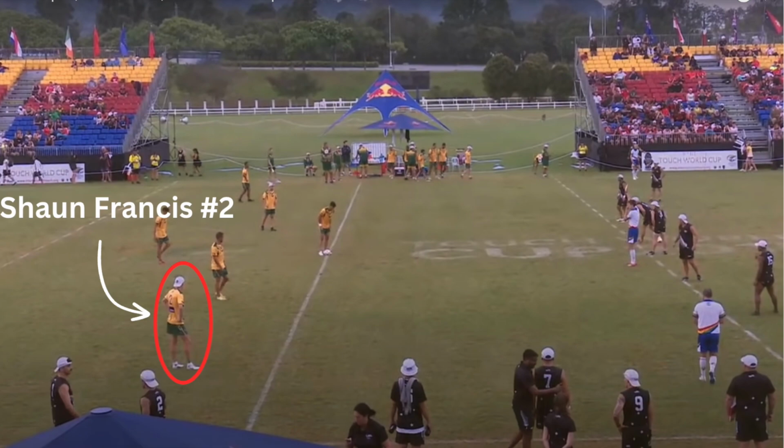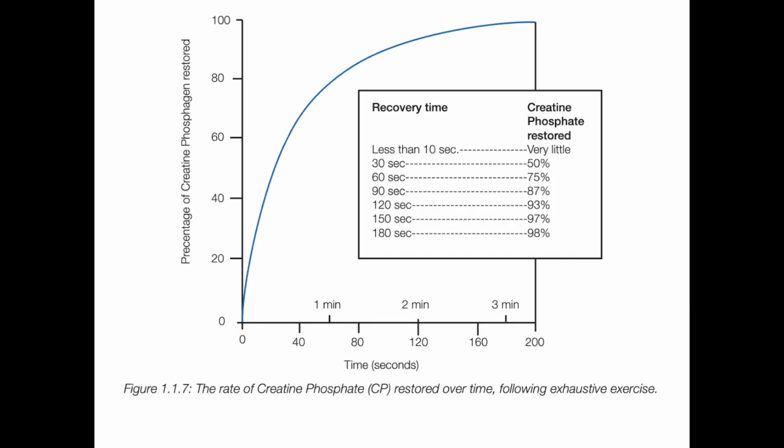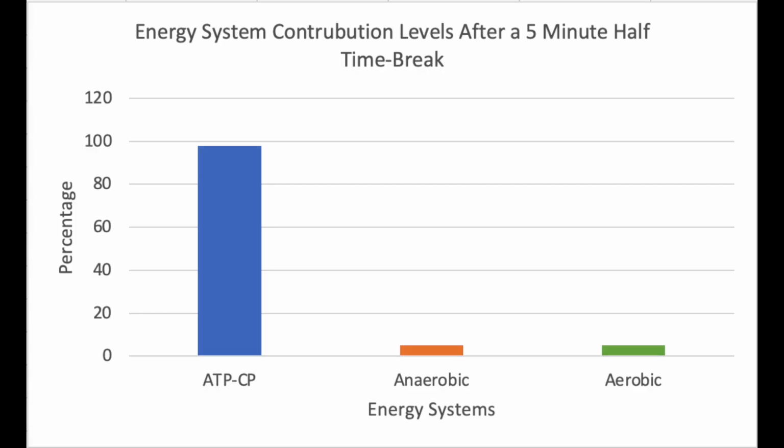At the start of the second half, Francis starts on the field closest to the camera. As he has just had a 5-minute halftime break, this allowed for his ATP-CP system to recover. Francis hasn't had a high-intensity running outburst for a while, which means that the ATP-CP system has recovered to 98%. His anaerobic and aerobic systems will also be contributing about 5% each.